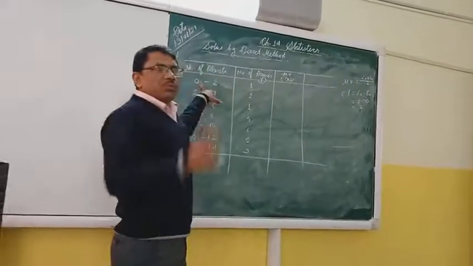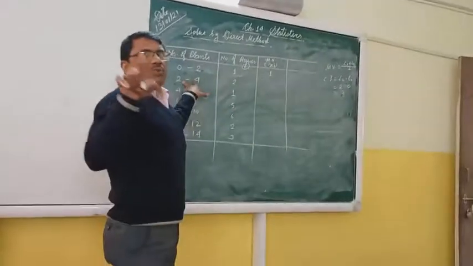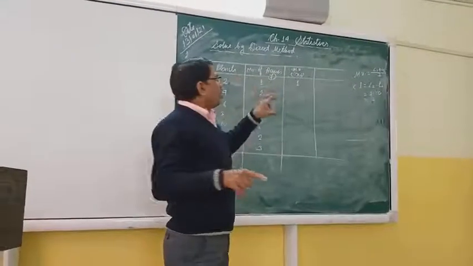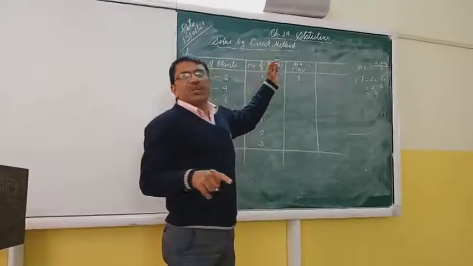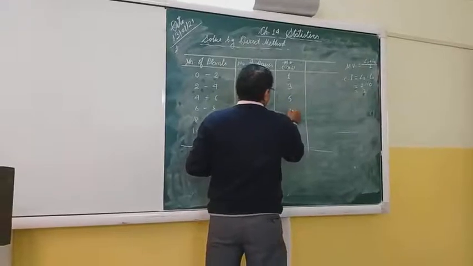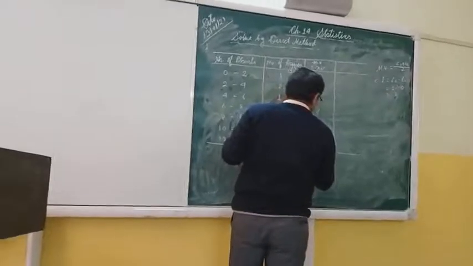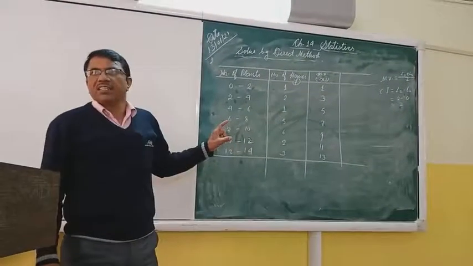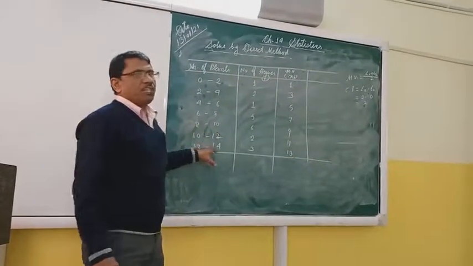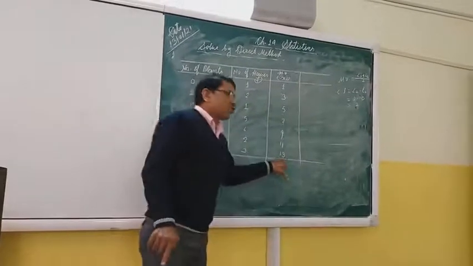0 plus 2 by 2, that is 1. 2 plus 4 is 6, by 2 is equal to 3. After that, there is no need to add and divide. What is the class interval? Gradually we shall add it one by one. So 1 plus 2 is 3, 3 plus 2 is 5, 5 plus 2 is 7, 7 plus 2 is 9, 9 plus 2 is 11, 11 plus 2 is 13. At the end, we check whether this value comes or not. First and last: last is 12 plus 14, that is 26, 26 by 2 is equal to 13. So our answer has also come 13.